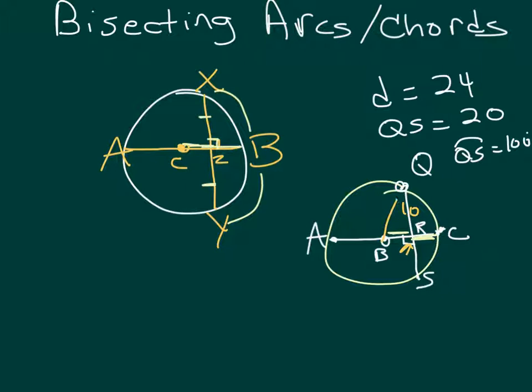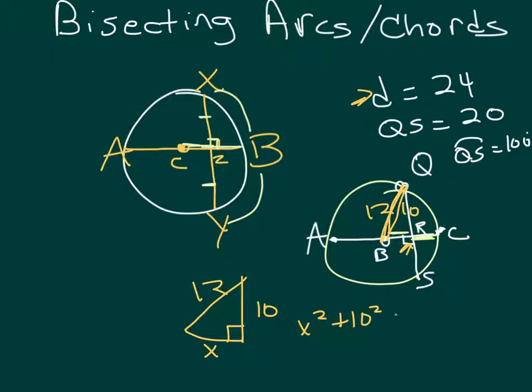And I know if I connect B to Q, it will be a radius of the circle. And if the diameter is 24, that radius has to be 12. So now I have a right triangle. Pull that out over here, where I have a 10, a 12, and an unknown side. So as I solve that, x squared plus 10 squared equals 12 squared. So 144 minus 100, so x squared equals 44. And if I get the square root of 44, that's about 6.6. So x is approximately 6.6.